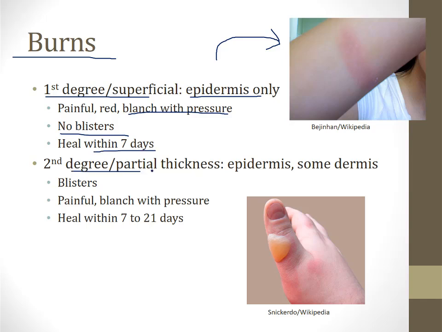A second degree partial thickness burn also involves the epidermis but some of the dermis, and it looks a lot like a first degree burn. This is one on the screen here. This red part here looks just like a first degree burn, but blisters are present, and once there's a blister present, it becomes a second degree burn. The red part is painful just like first degree burns, and it blanches with pressure just like first degree burns, and these also heal, but it takes a little bit longer for them to heal.